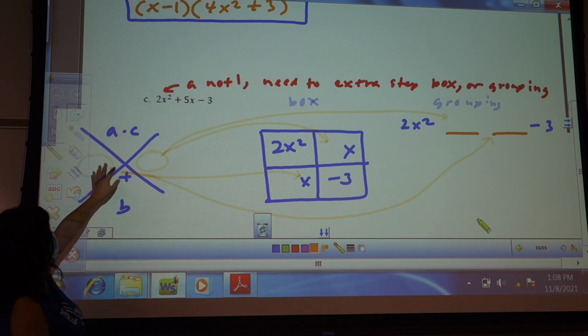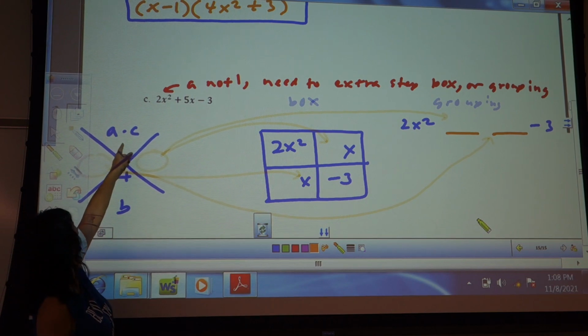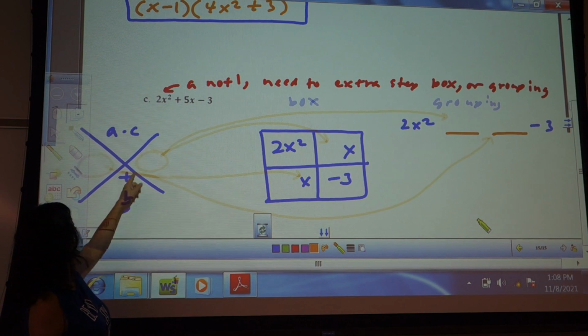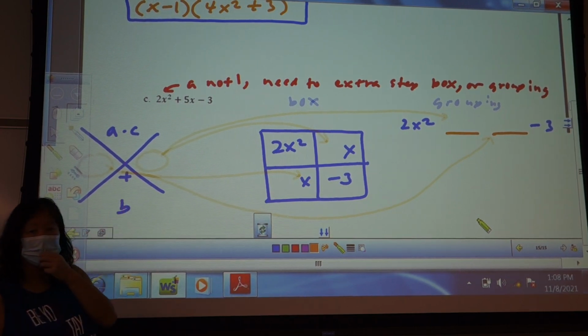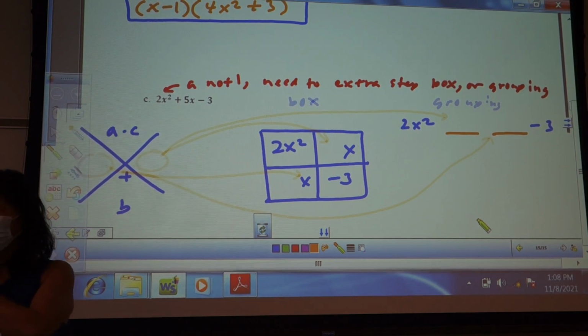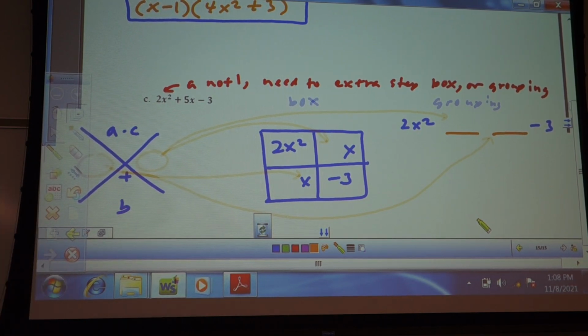But remember, figure out what those two numbers are that multiply to A times C and add to whatever B is. So figure out what A times C is and figure out what B is. What's A times C? Everyone figure out what they think A times C is.